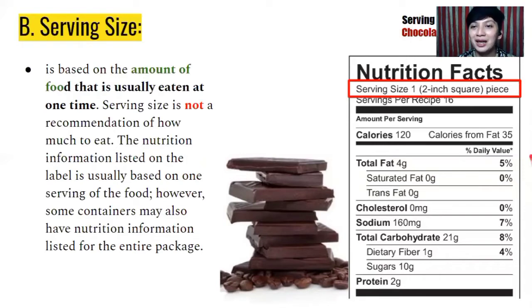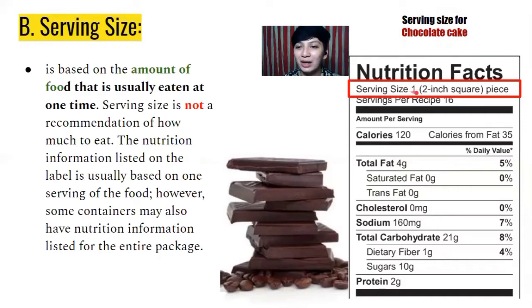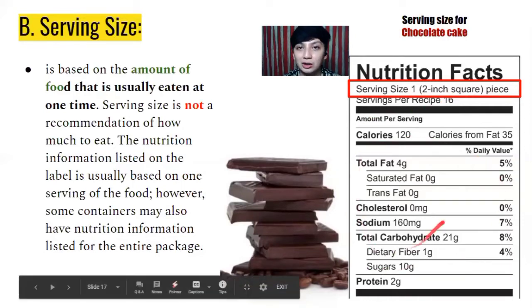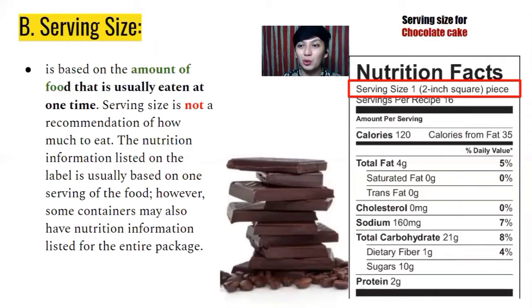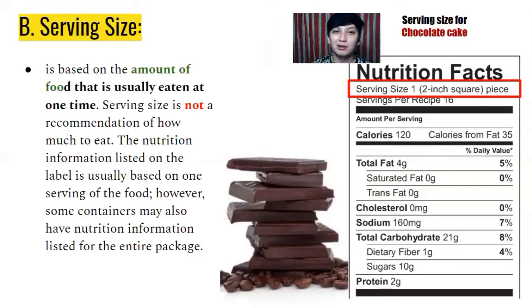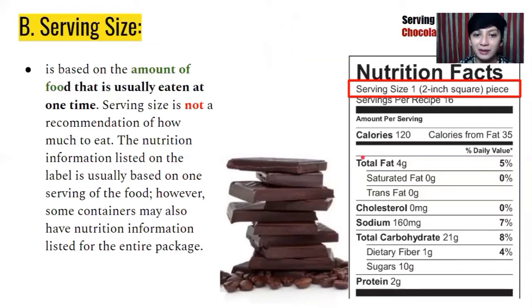So we have here a serving size for chocolate cake. The serving size is 1 2-inch square piece. So these are all the things that you're going to get when you get that serving size. Okay, so meaning serving size is 1, and that is a 2-inch square per piece. So that's how you're going to get the serving size. Just look at the label or the nutrition facts and you will see it there.